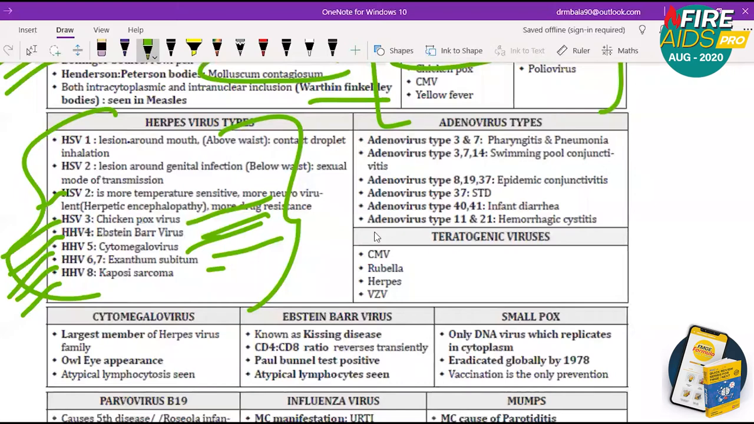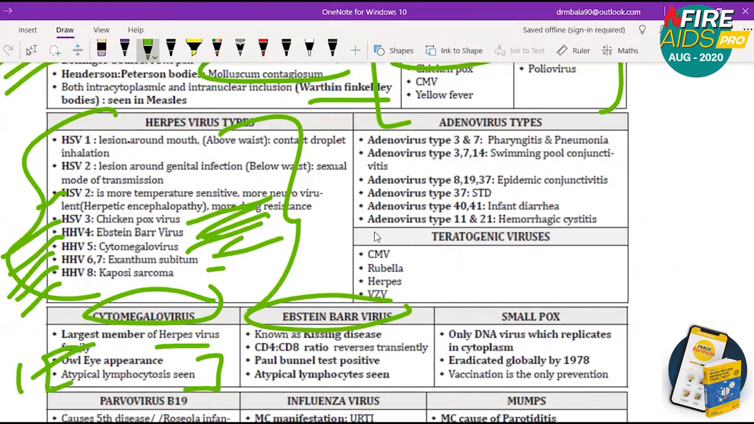Then we will see a few of them. One is cytomegalovirus and another is Epstein-Barr virus. These two are very important. Cytomegalovirus is the largest member of the herpes virus family. You can see something called owl's eye appearance in this, and atypical lymphocytes in blood would be positive. Atypical lymphocytosis would be seen. The same atypical lymphocytosis would be seen in Epstein-Barr virus also. Epstein-Barr virus causes infectious mononucleosis, IM.